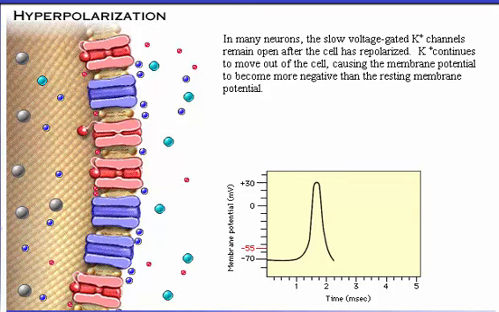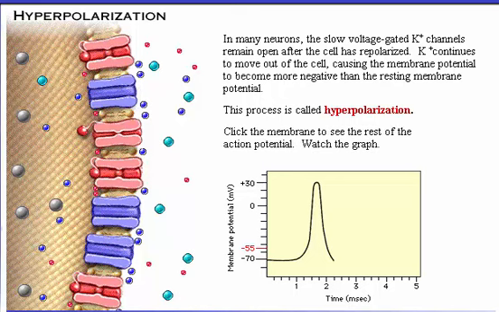In many neurons, the slow voltage-gated potassium channels remain open after the cell has repolarized. Potassium continues to move out of the cell, causing the membrane potential to become more negative than the resting membrane potential. This process is called hyperpolarization. Click the membrane to see the rest of the action potential. Watch the graph.